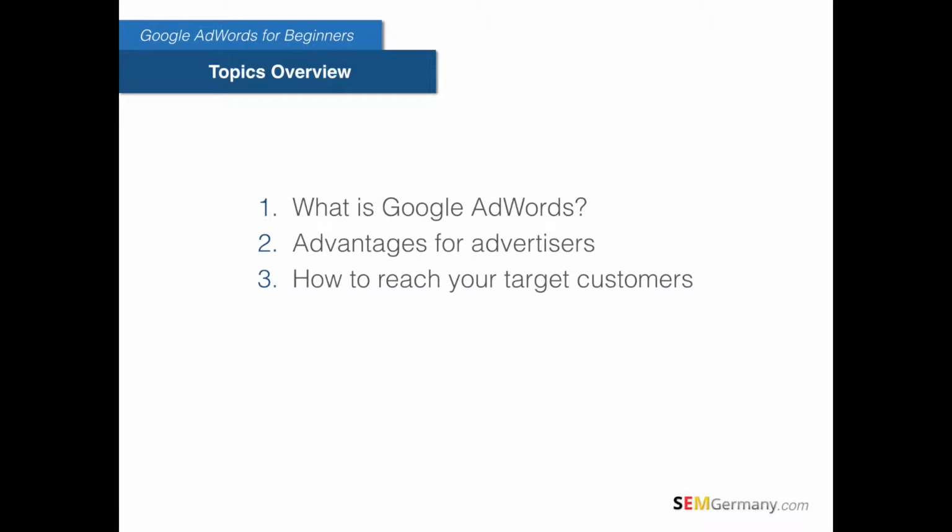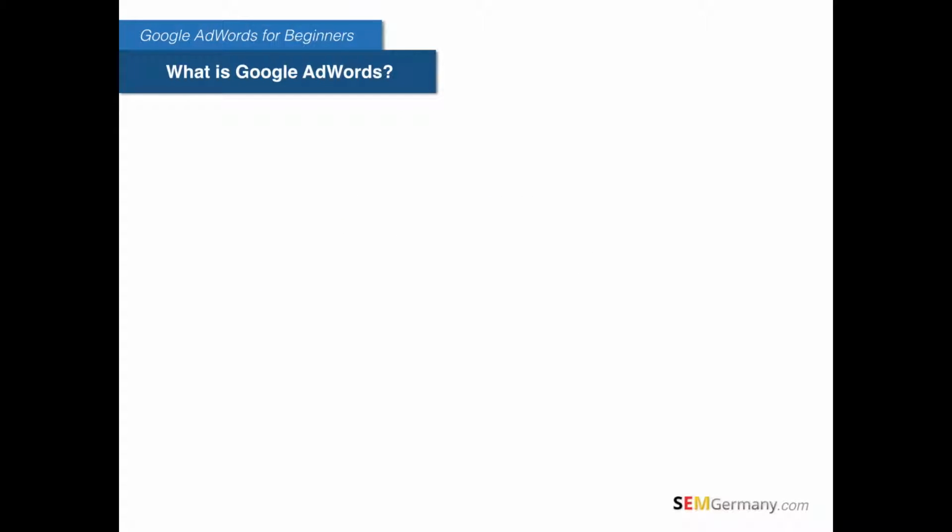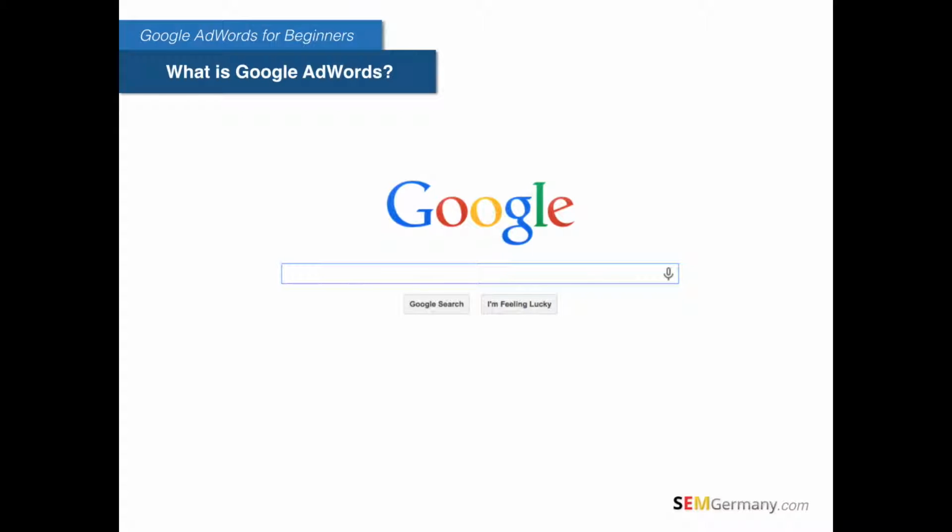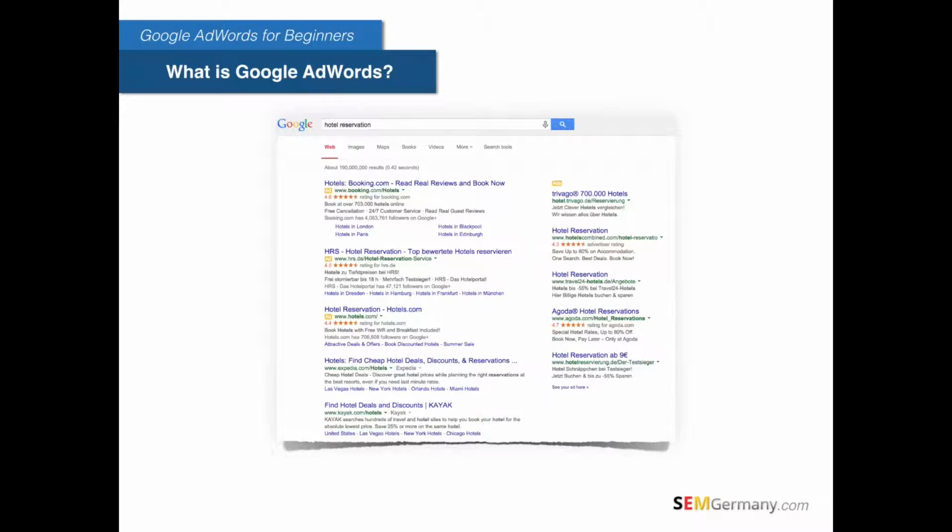So, what is Google AdWords? Let's think of a potential customer, for example, who wants to find a hotel and make a hotel reservation. So he goes to Google and types in the keyword hotel reservation. Now he's shown a couple of search results that are relevant to his search. In this case, it's a list of websites where you can make hotel reservations. The areas here highlighted in red are the paid results. That means these businesses are paying in order to appear on the search results page whenever someone searches for a specific keyword and then clicks on their link.